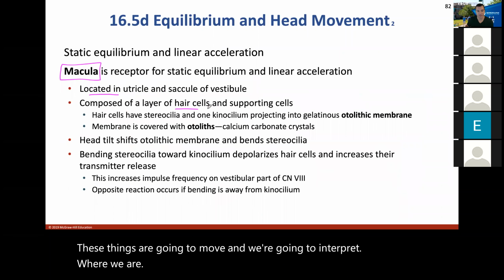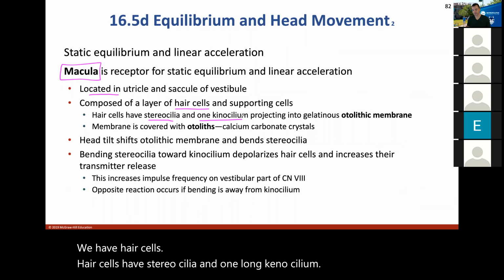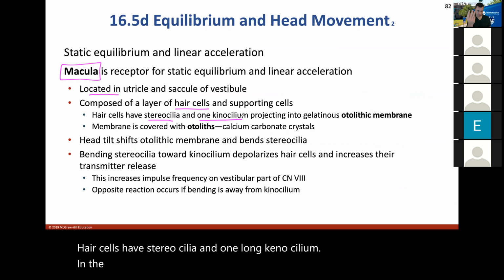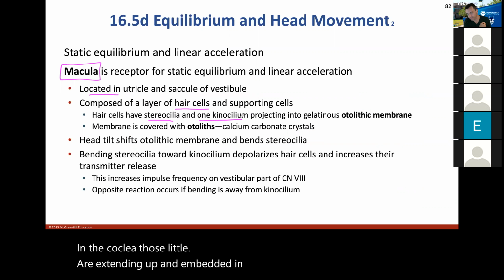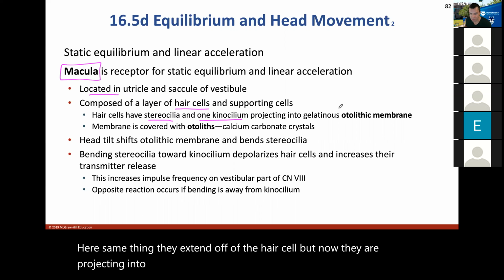We have hair cells. Hair cells have stereocilia and one long kinocilium. In the cochlea, those little cilia are extending up and embedded in a tectoral membrane. Here, same thing. They extend off of the hair cell, but now they are projecting into another gelatinous membrane called the otolithic membrane.